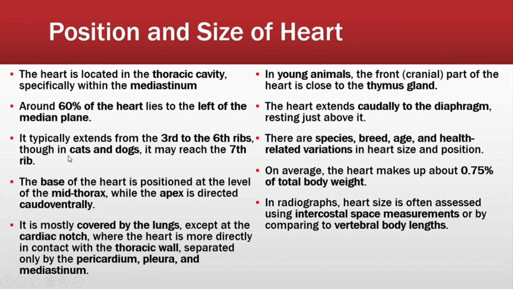Though in cats and dogs, it may reach the seventh rib. The base of the heart is positioned at the level of the mid-thorax. We'll discuss the base and apex further in the diagrams. The apex is directed caudoventrally, and it is mostly covered by the lungs except at the cardiac notches.